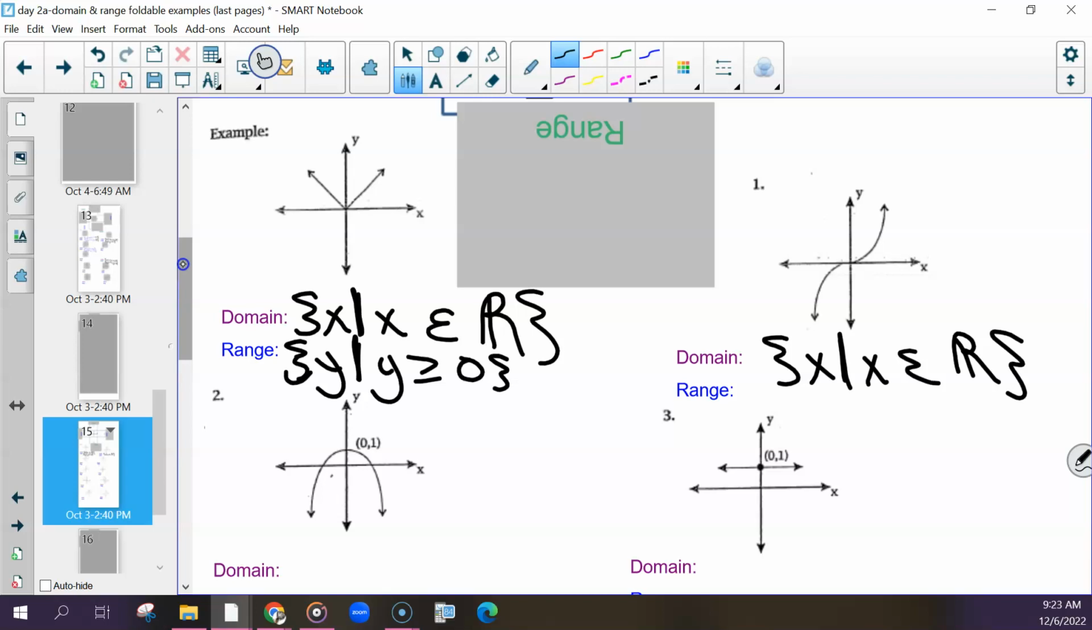So for your range, what is your lowest point? Does it stop at 0? That's not the lowest. Do we know what the lowest is? No, because of the arrows. It keeps going down forever and ever, off the page, off the smartboard, through the floor. It would keep going on. What about the highest point? Do we know what that is? Also no. So what would the range be?